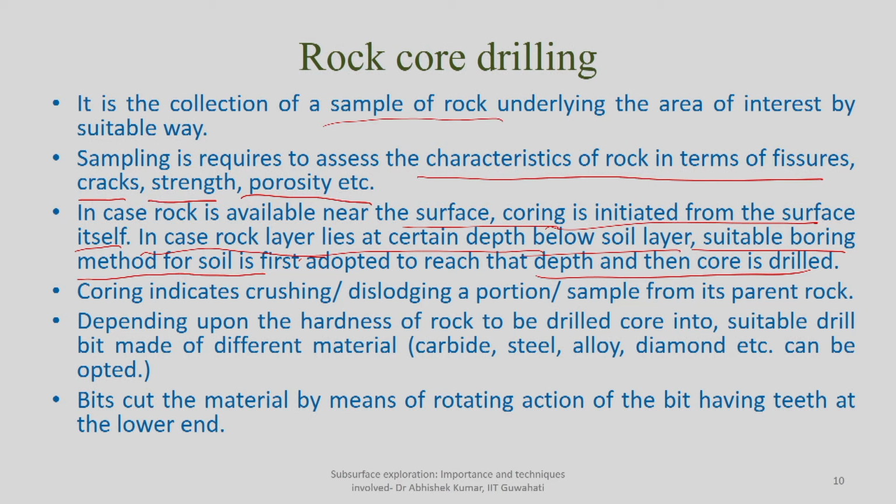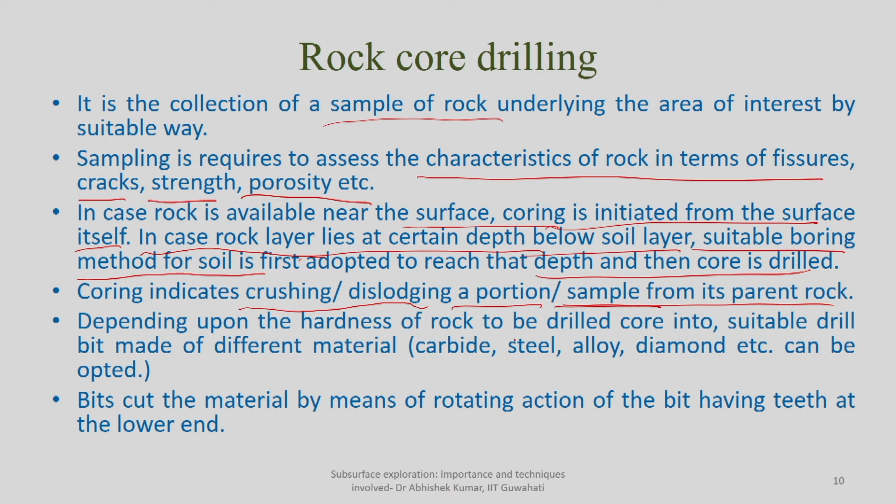So coring indicates crushing, dislodging a portion, or even sampling of rock from its parent rock. Depending upon whether you require a sample, you can go for core cutting and bringing it out onto the surface, and if you are only interested in a qualitative assessment, you can go for crushing or dislodging. Dislodging means removal by any other means, maybe by chiseling or breaking, so that the material coming in between your boring exercise can be removed. Once you bring it onto the surface, you will be able to understand better what kind of rock is available, but it will not give you the sample to be tested further in the laboratory.